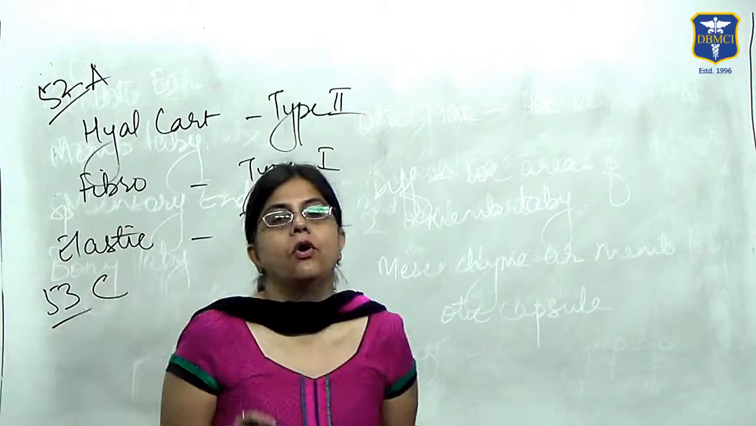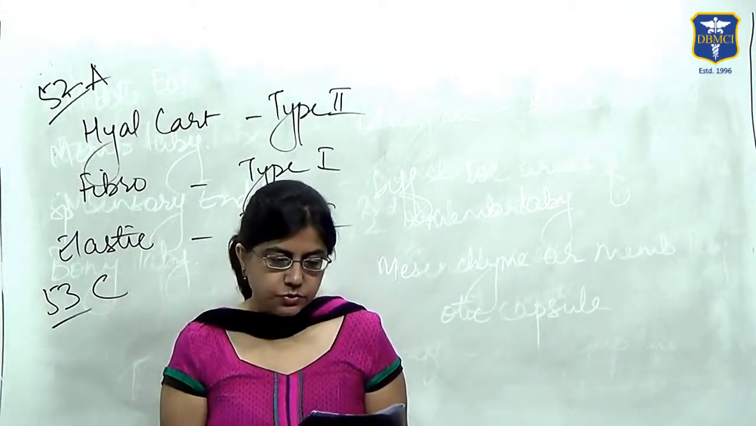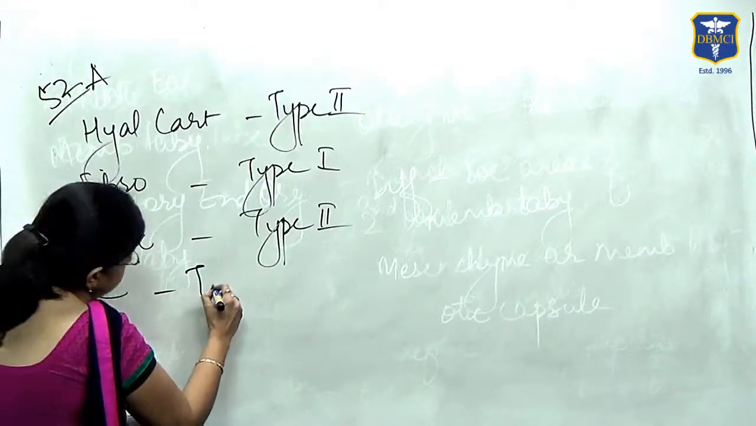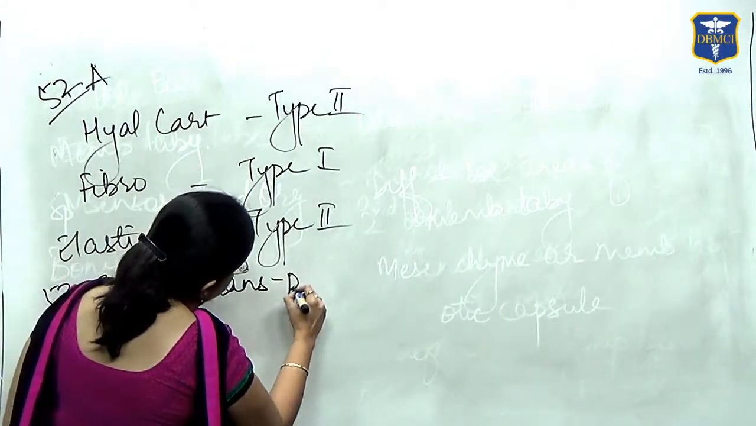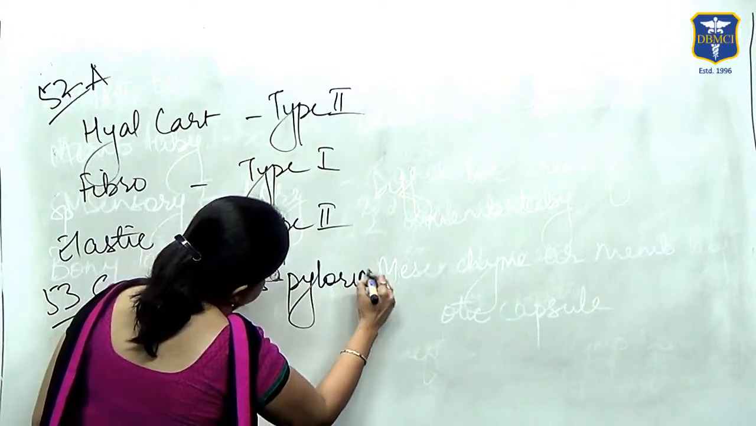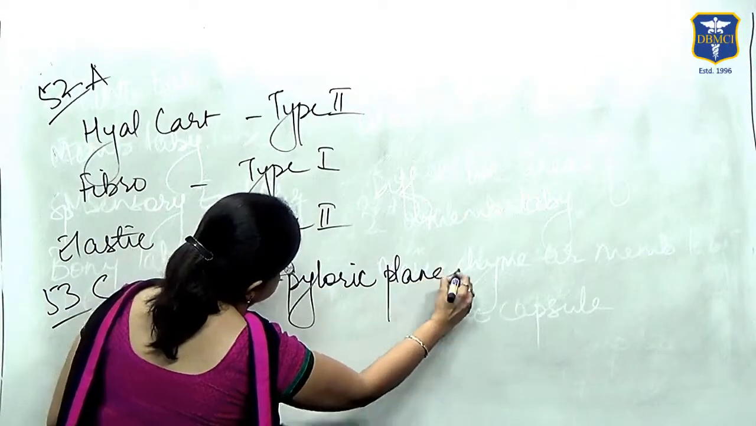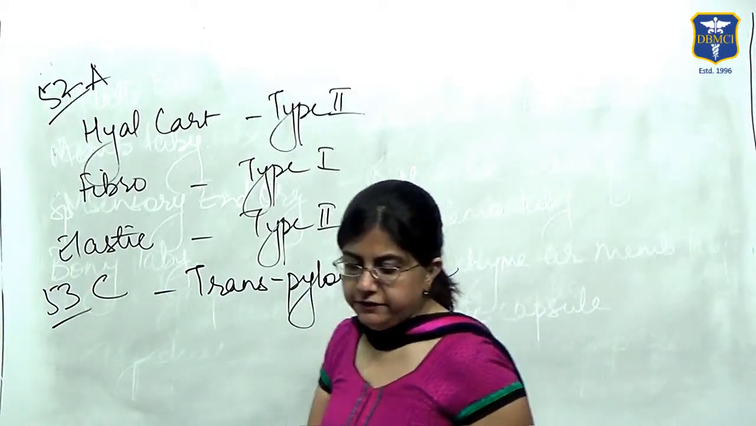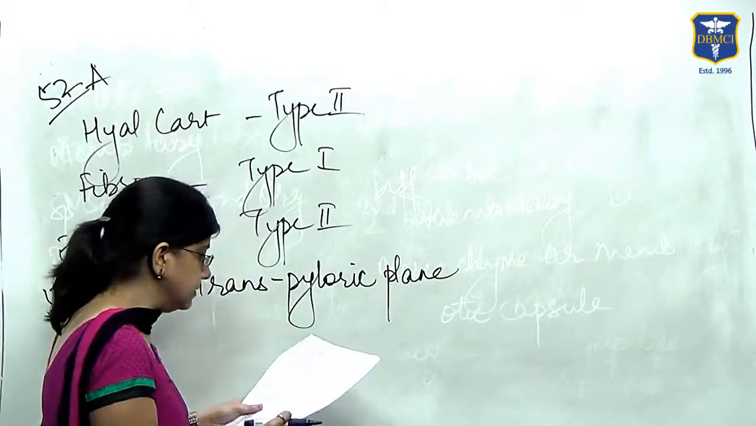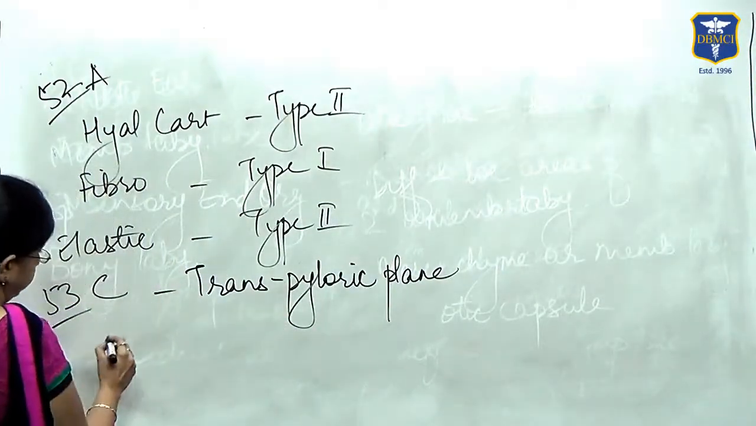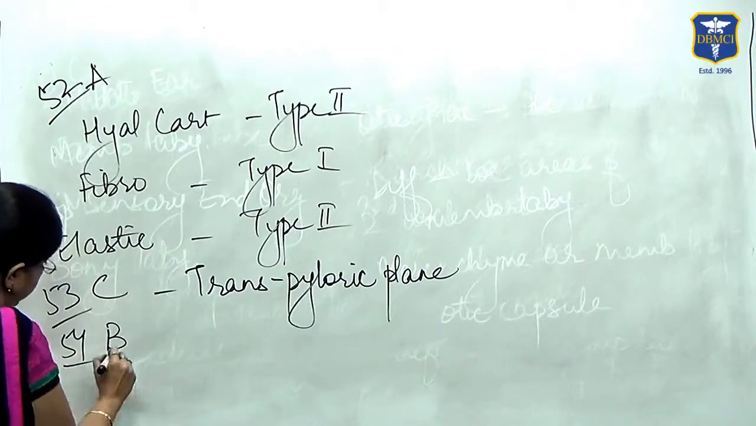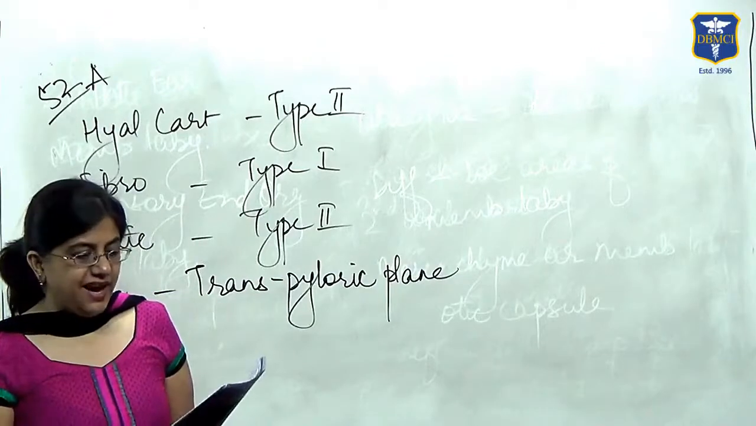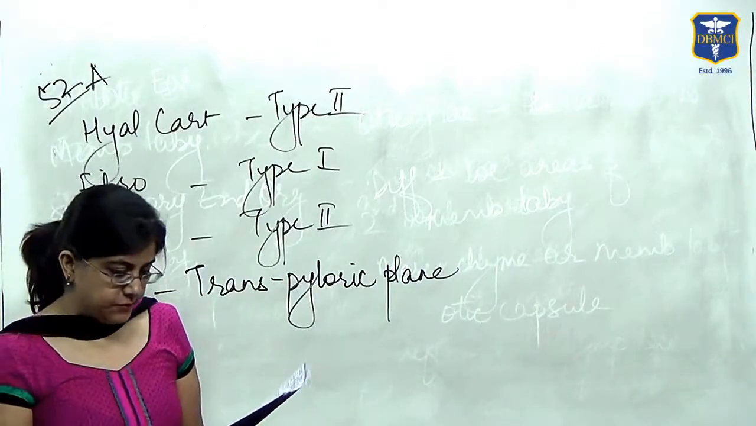The fundus of gallbladder passes through the lower border of L1 vertebra, which is the transpyloric plane. Question 54, the answer is B. This is the paraesophageal hernia, which is occurring by the side of the esophagus.